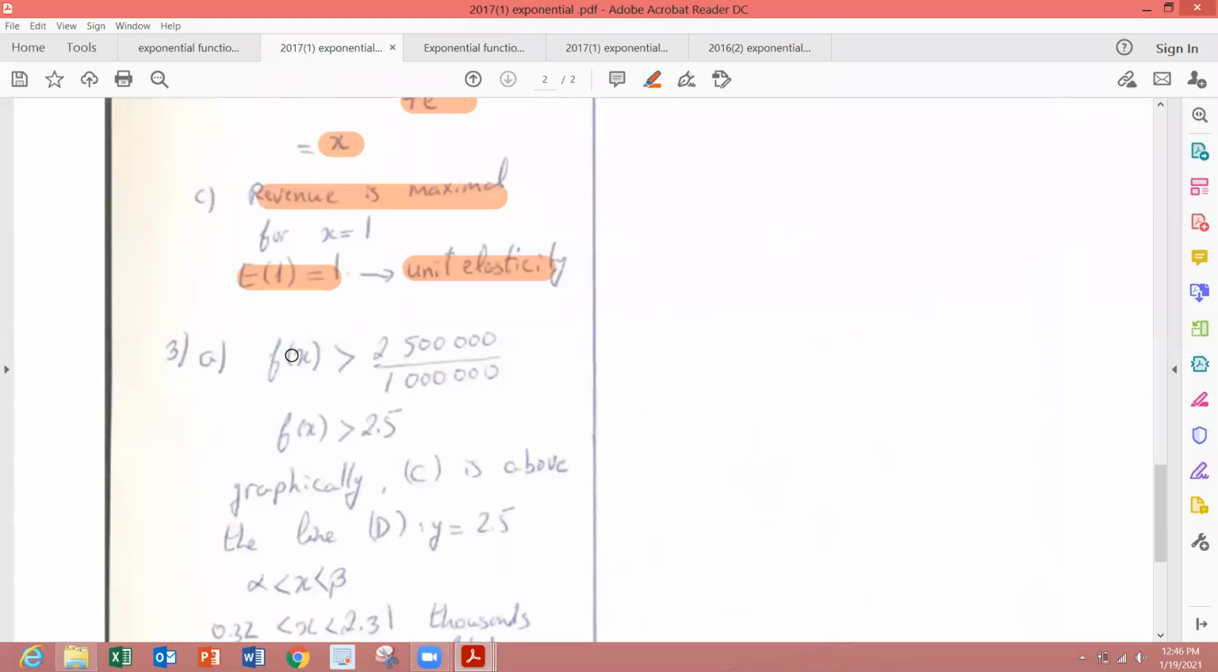So the revenue is f(x). Exceeds, I write greater than 2,500,000 divided by a million. Why do I divide it by millions? Because the unit is millions. So f(x) is greater than 2.5. Any question till this step?